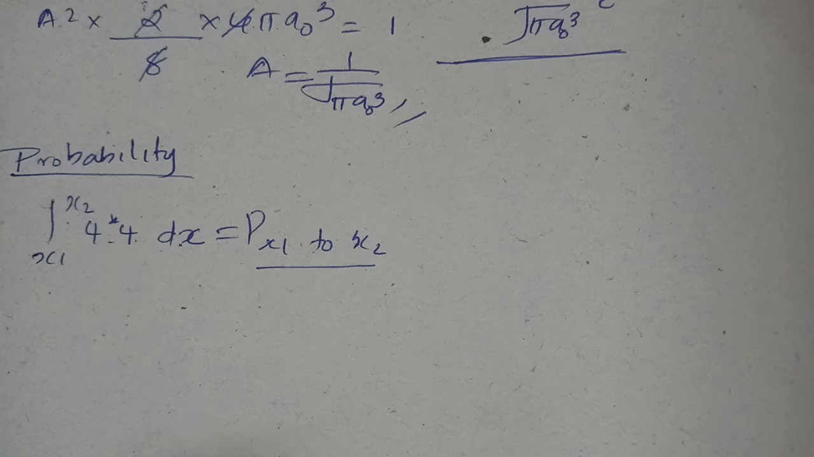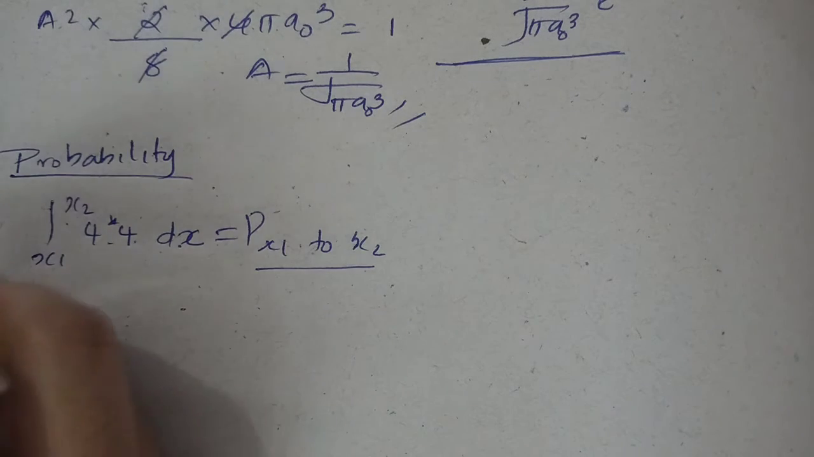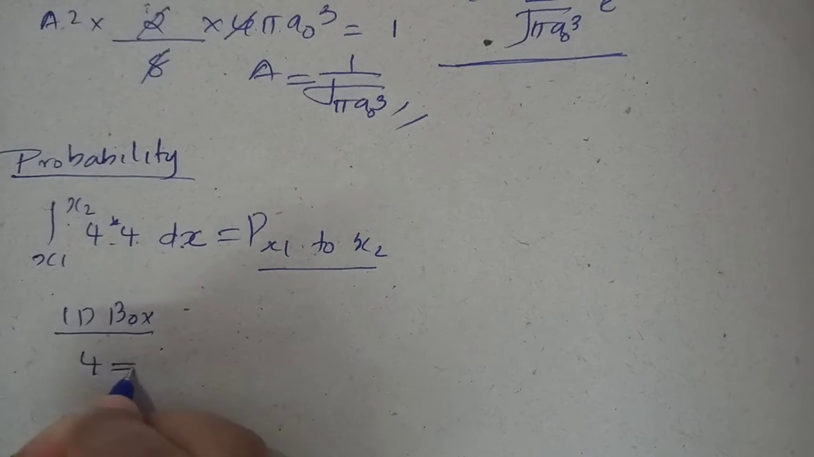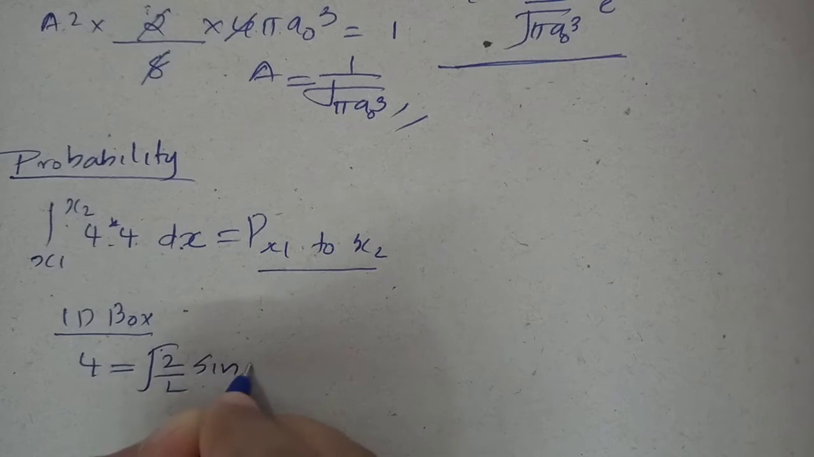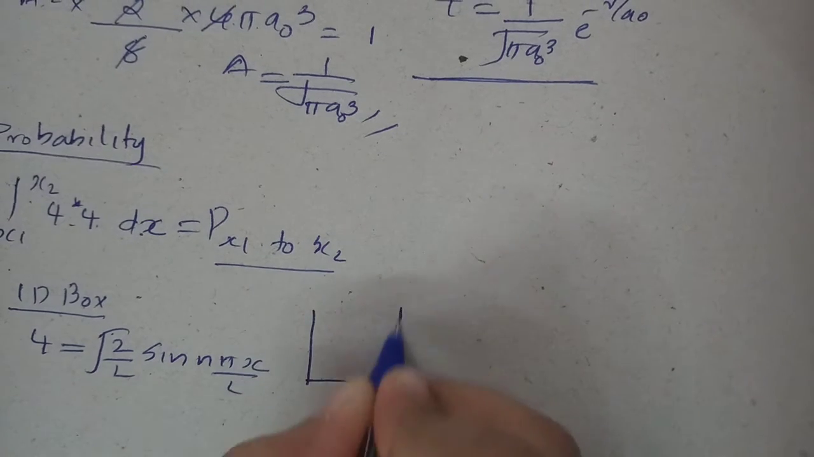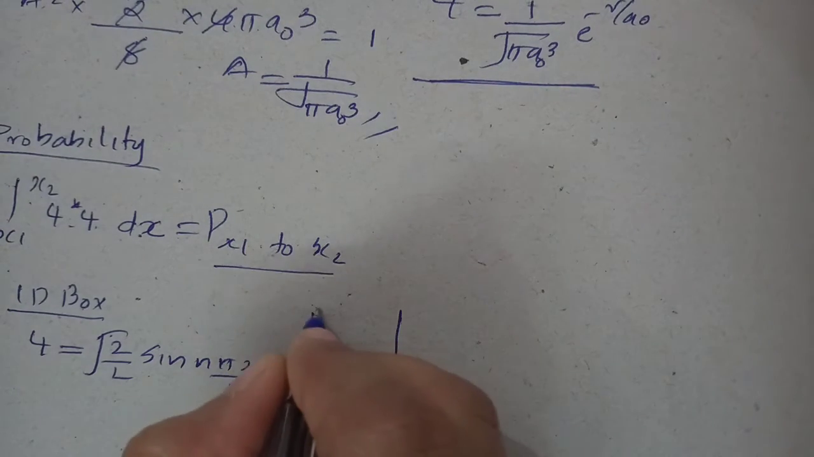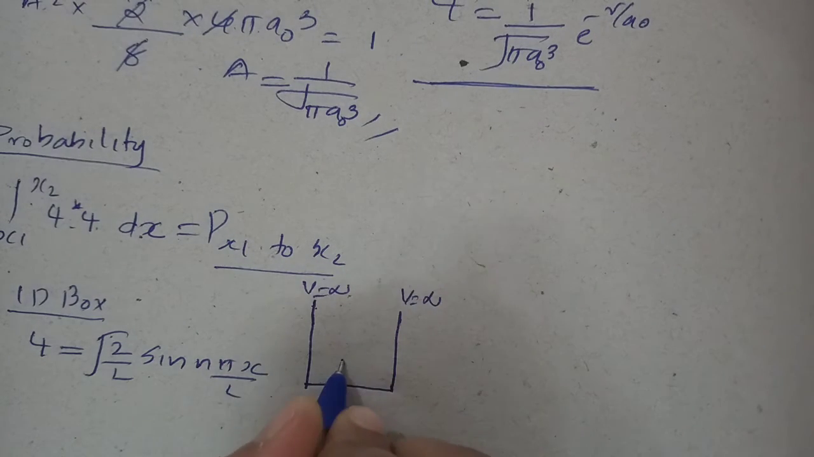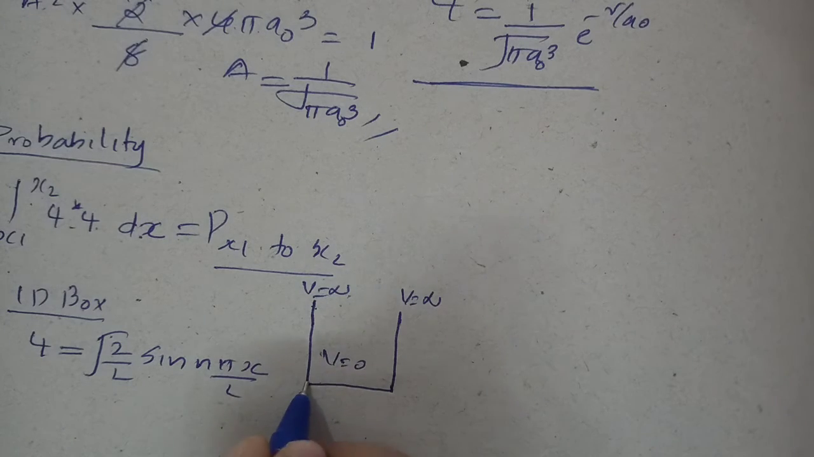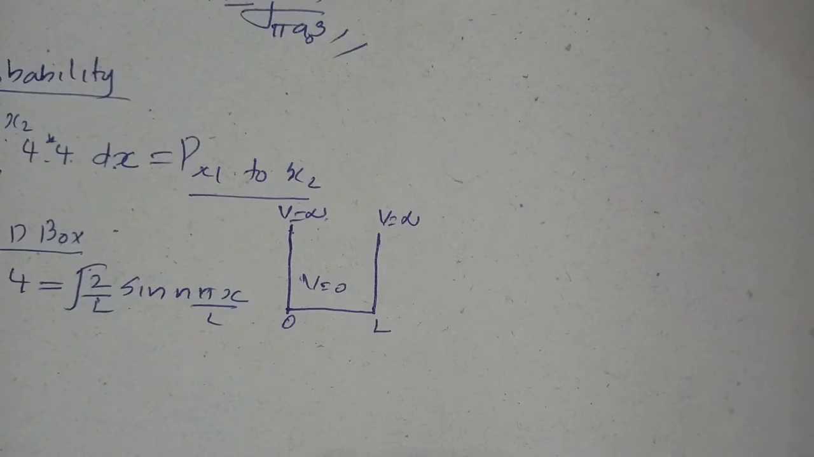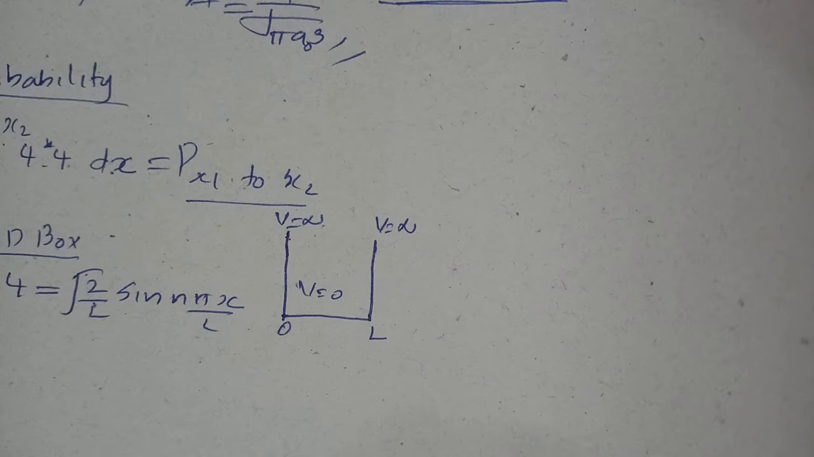Okay, so we know the wave function of the one-dimensional box. The wave function psi is equal to under root 2 by L sin n pi x divided by L. So this is the wave function for a one-dimensional box. For that, v is equal to infinity outside, and inside v is equal to 0, and the box runs from 0 to L, where L is the length of the one-dimensional box. So how do we find the probability for the ground state?